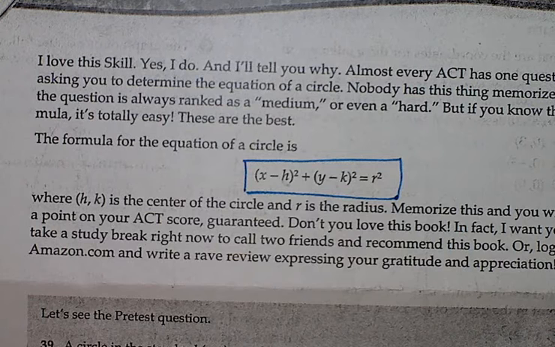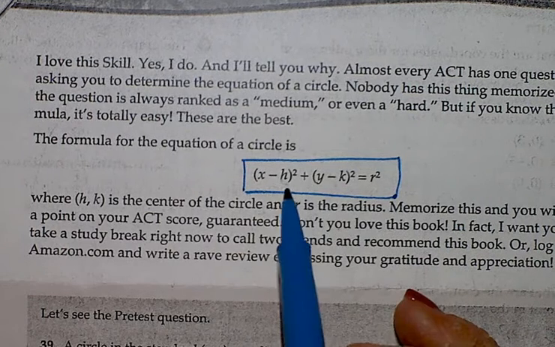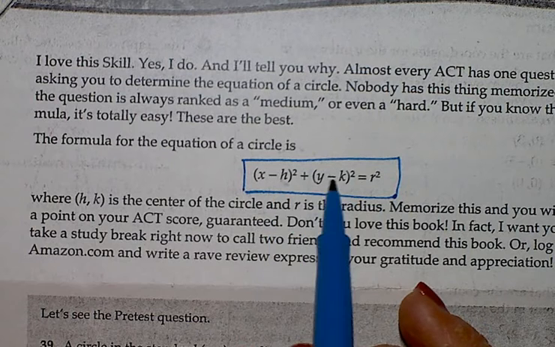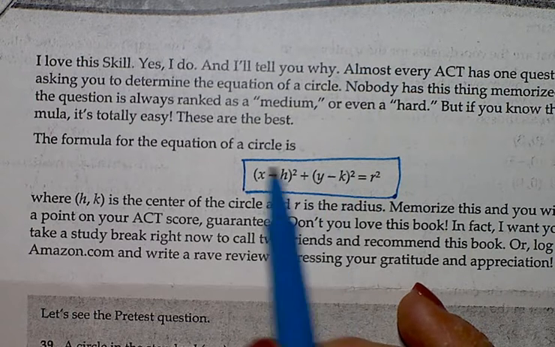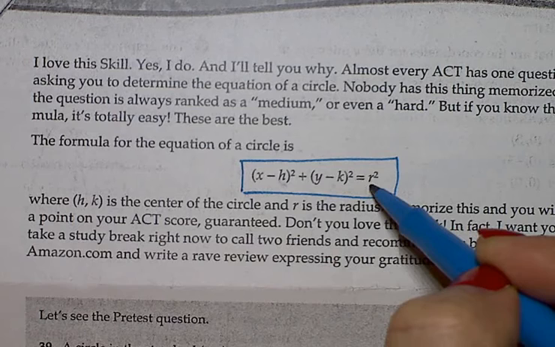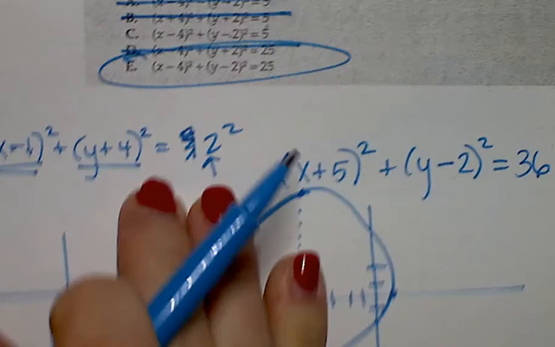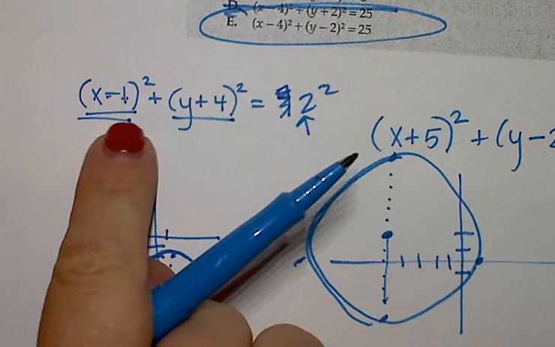So skill number 39 for ACT. This is the equation that we use, the general equation for a circle. And this describes the x and y coordinates of the center of the circle, and the r represents the radius of the circle. So if I gave you this question right here, and I said, what is the center and what is the radius?